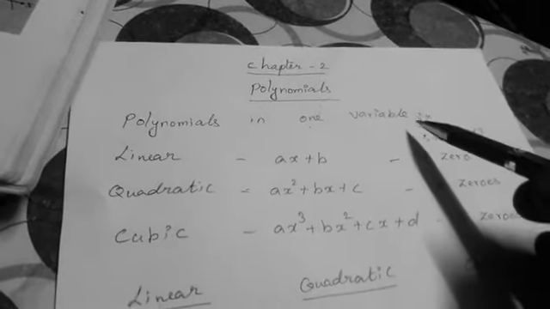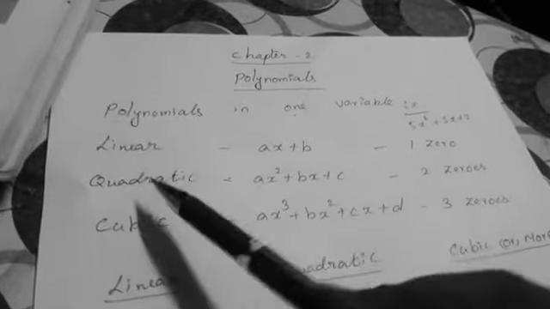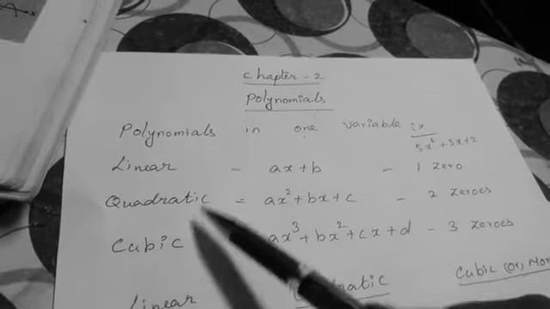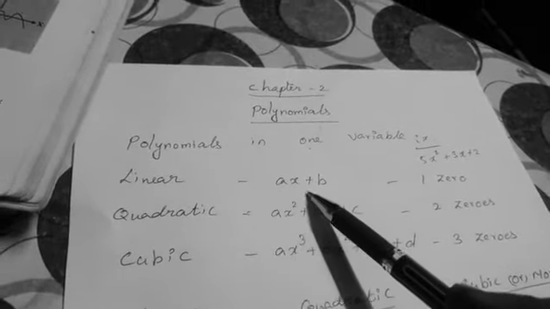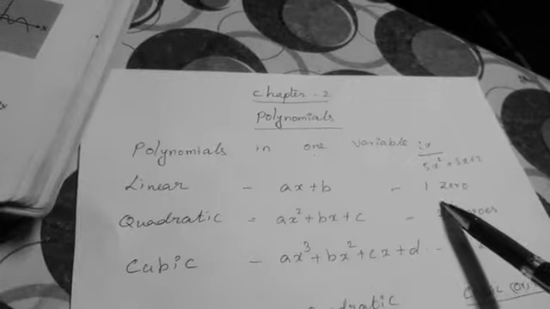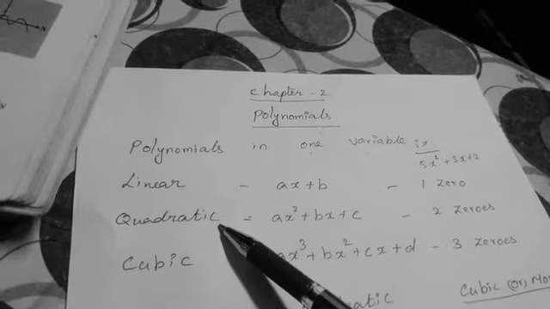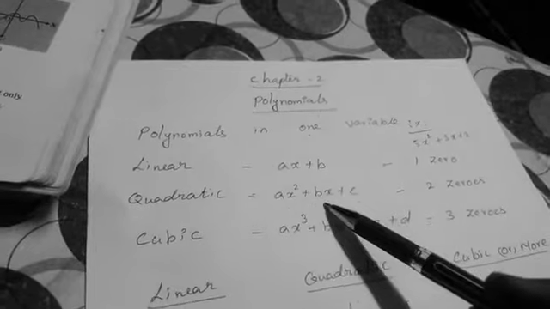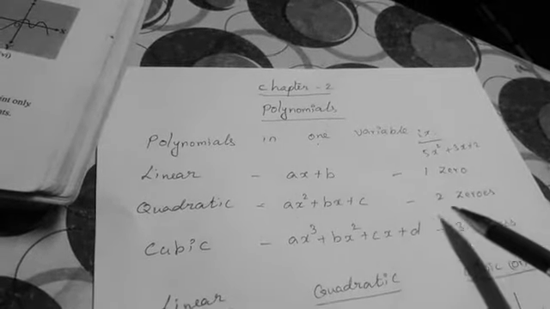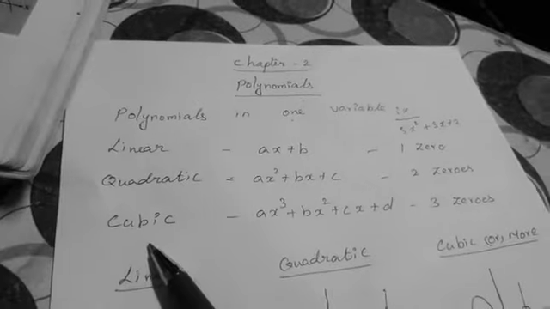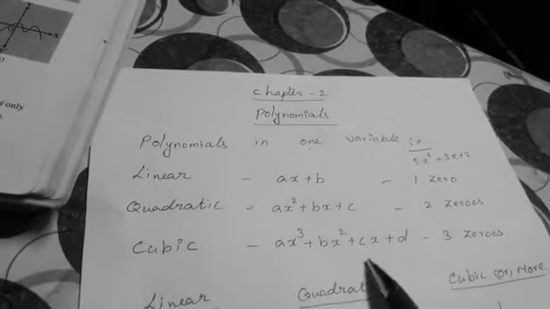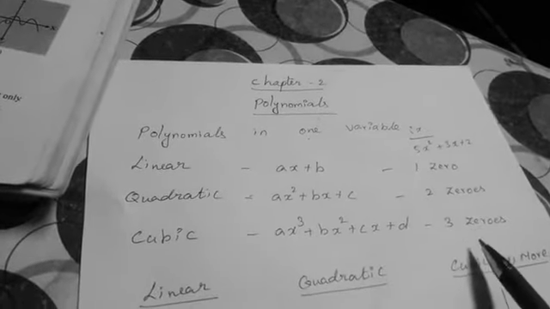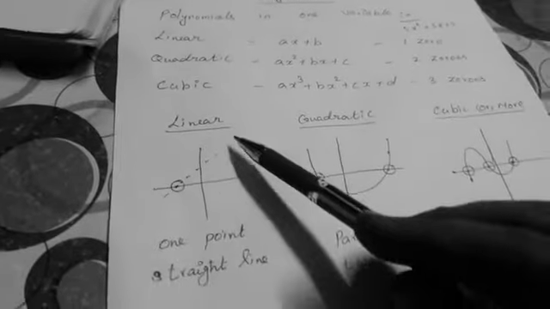So in case of polynomials in one variable, we have three types. First one is linear, quadratic and then cubic. The general form of a linear polynomial is ax plus b and it has only one zero. The general form of a quadratic polynomial is ax square plus bx plus c, which has two zeros, and the general form of a cubic polynomial is ax cube plus bx square plus cx plus d, and it has three zeros.